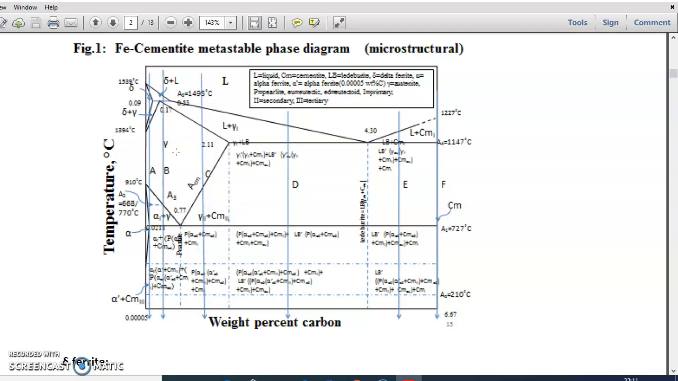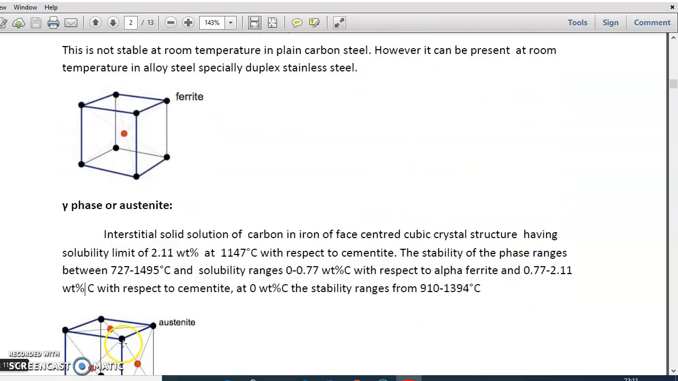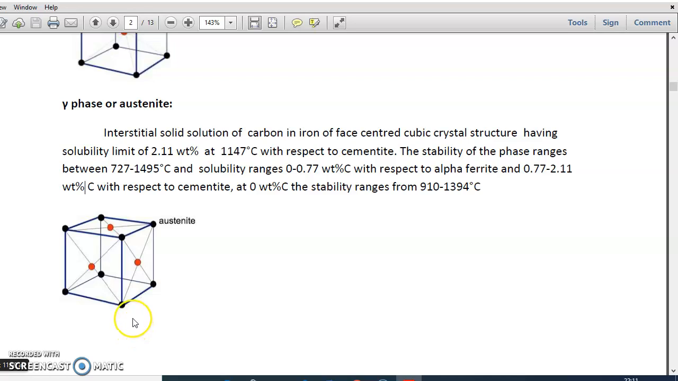But currently we are talking about plain carbon steel, so we are not doing any calculation of the alloy steel. Okay, so that part comes in alloy steel. Now austenite will decompose. This is a metastable structure, and it decomposes into alpha plus cementite.